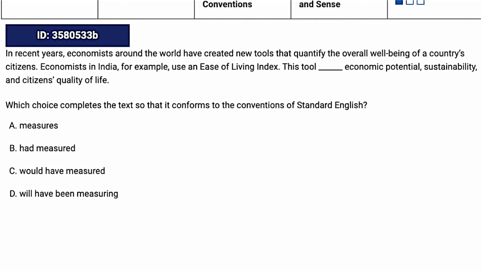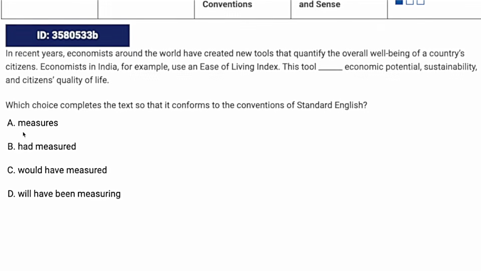If you're looking for some focused study on the form, structure, and sense questions on the SAT, you've come to the right place. Just make sure to pause the video and attempt each question on your own first. Let's start with a verb question. How do we know it's a verb question? All of the answers are different verb phrases.